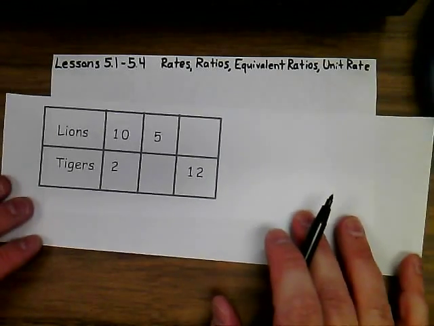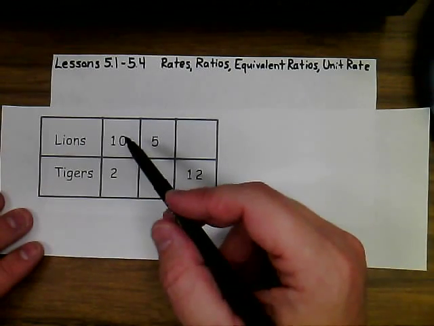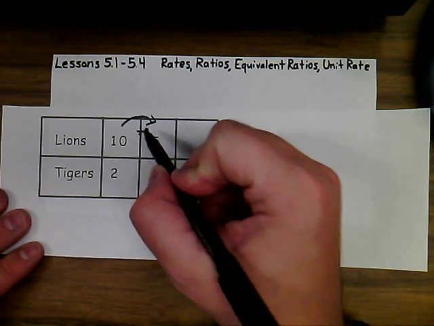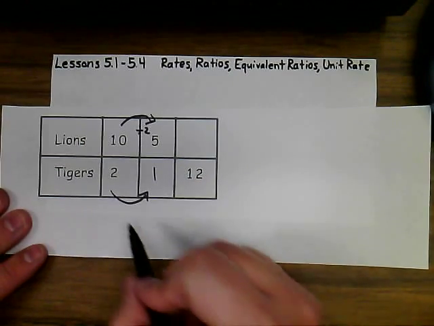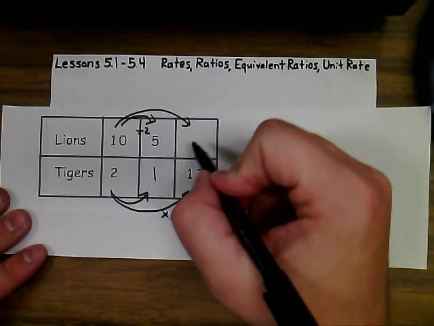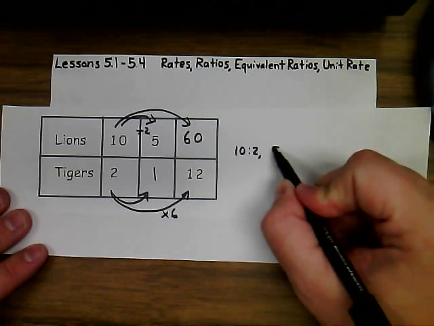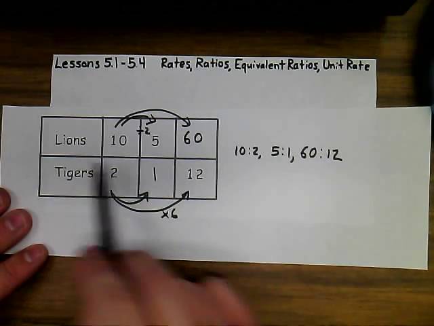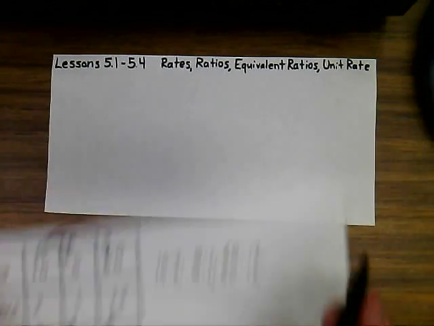And you can see we're now doing the ratio of lions to tigers, perhaps at different zoos. So the ratio of lions to tigers is 10 to 2. Since we're clearly dividing 10 divided by 2 to get 5, we would need to divide the 2 by 2 to get 1. Since we're clearly multiplying 2 times 6 to get 12, we multiply 10 times 6 to get 60. So the 3 ratios we're looking at are 10 to 2, 5 to 1, and 60 to 12. Note again, this isn't a pattern going left to right. It's the relationship between lions and tigers, and that relationship must be consistent.